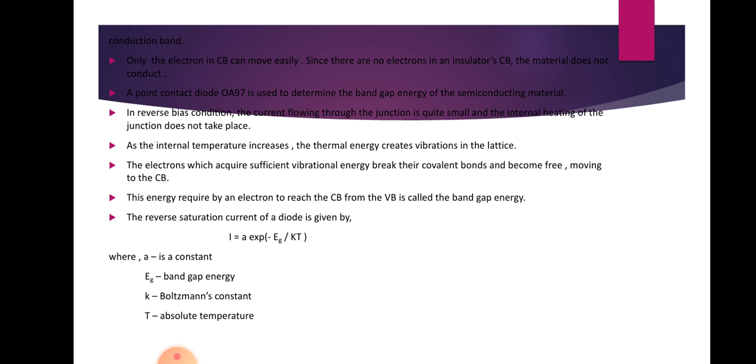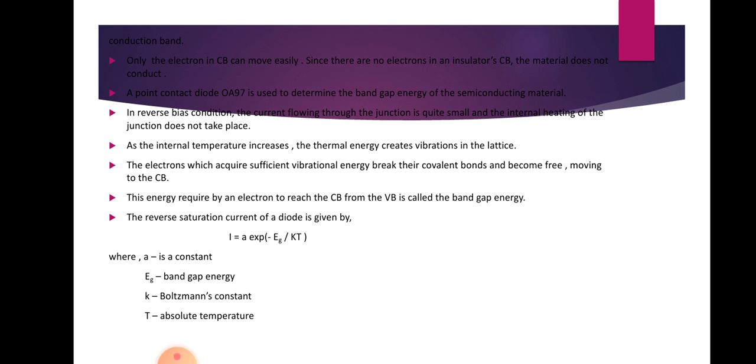In the case of the experiment, we used a point contact diode OA79. It can be conveniently used to determine the energy gap of a semiconducting material. In the reverse bias condition, the current flowing through the junction will be very small and the internal heating of the junction does not take place.